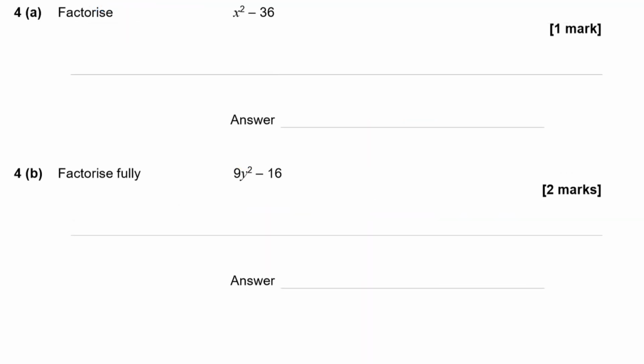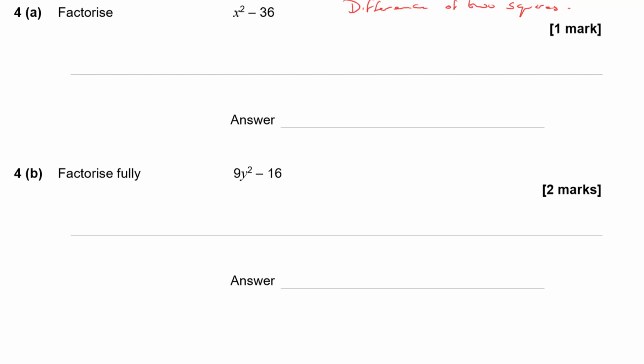Question 4a, factorise x squared minus 36. Now you should immediately recognize this quadratic for what it is. It's what we call the difference of two squares. It's called that because that's what it is. I've got two squares, x squared and 36, and I'm taking one away from the other, which mathematically we call the difference. So that's why it's called the difference of two squares.